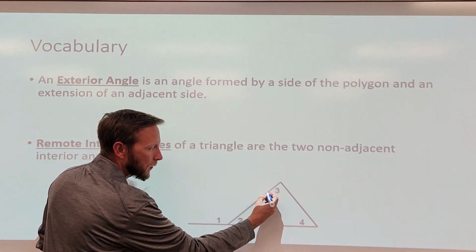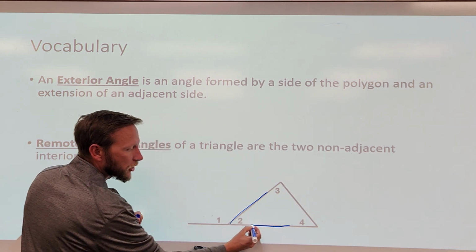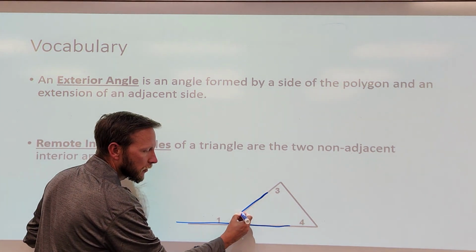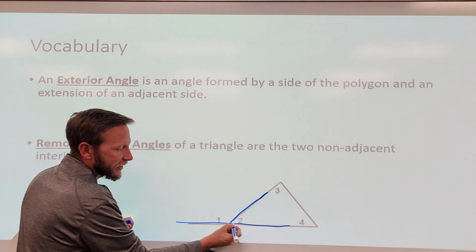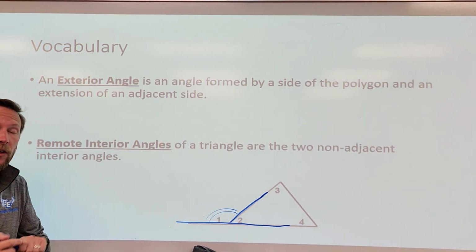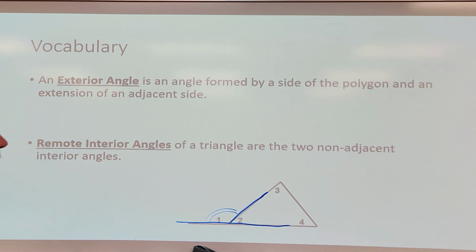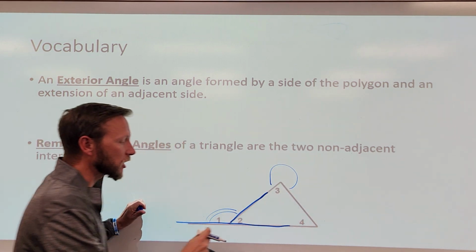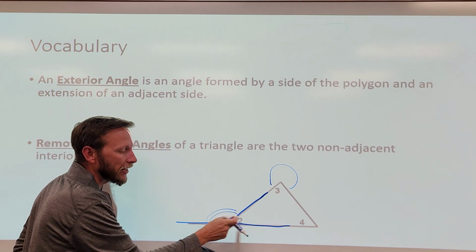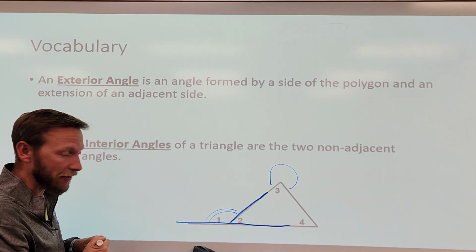by the side of a polygon and the extension of an adjacent side. All right? So this is the side, and then this is an extension of that adjacent side, and that creates this exterior angle. It's on the outside of the triangle. It's not the whole way around. It's basically the supplement of, or making a linear pair with, that interior angle at that vertex.